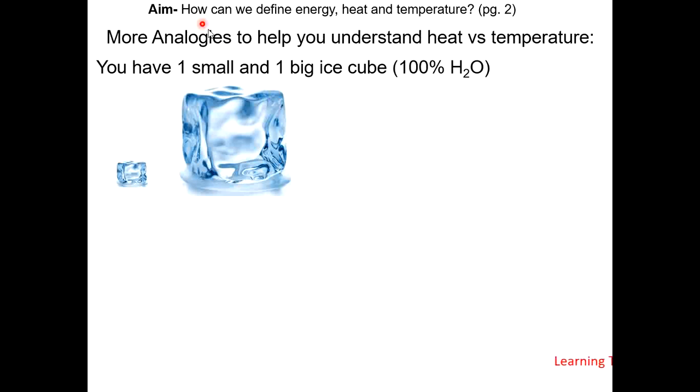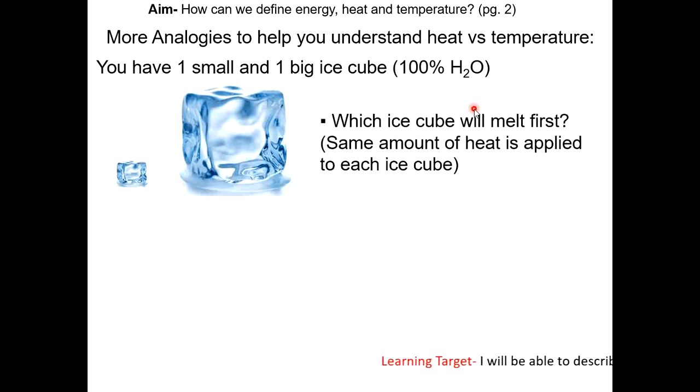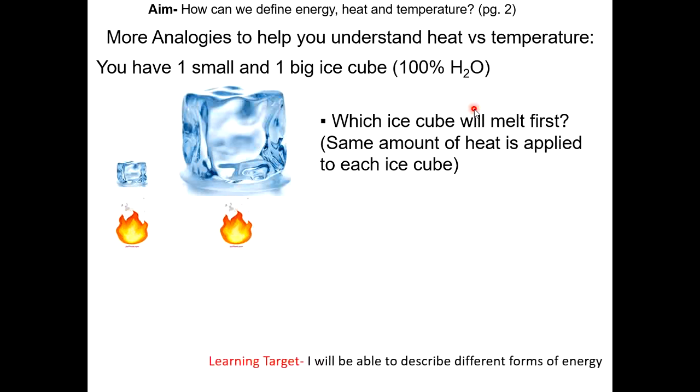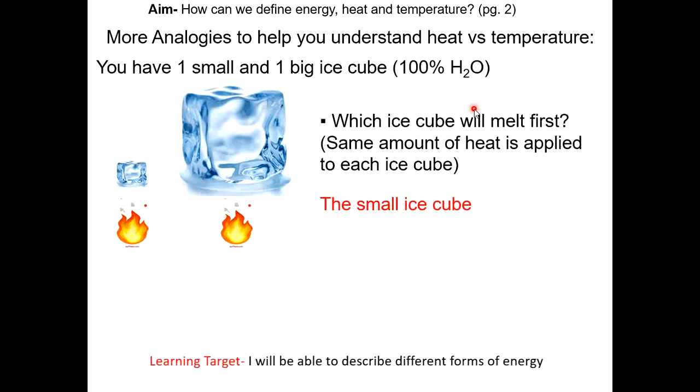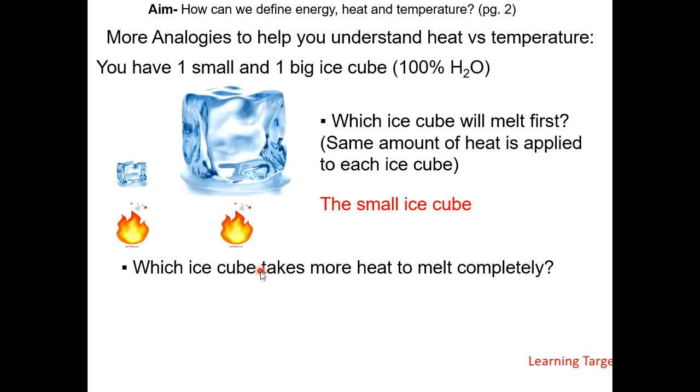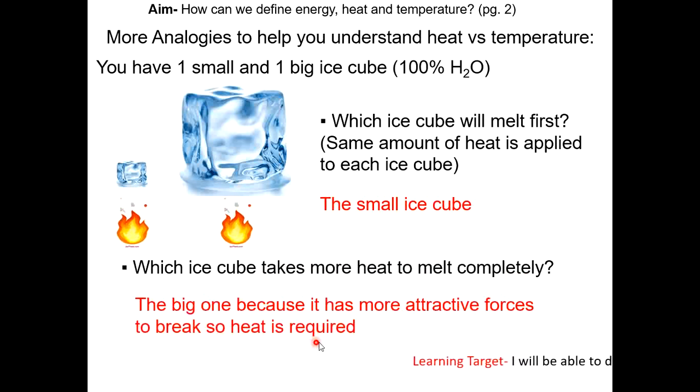Here's another analogy. You have one small and one big ice cube. It's 100% pure water. Which ice cube will melt first? Assume that the same amount of heat is applied to each ice cube. The answer is the small ice cube. Which ice cube takes more heat to melt completely? That will be the big ice cube because it has more molecules, it has more attractive forces to break, so more heat is required.